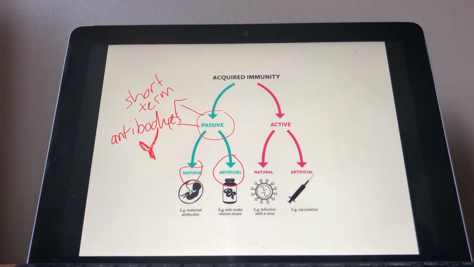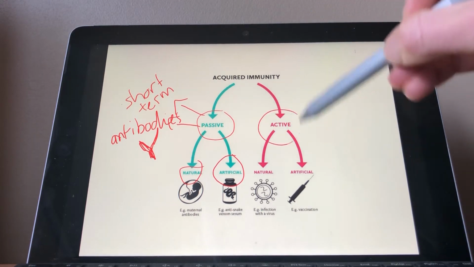Interestingly enough, they're using the antibodies right now. That's one of the things they're trying to do with COVID-19: they are trying to get a hold of these antibodies from people who have recovered, because they produce them in their blood, and they're trying to use those to treat people who have this disease.